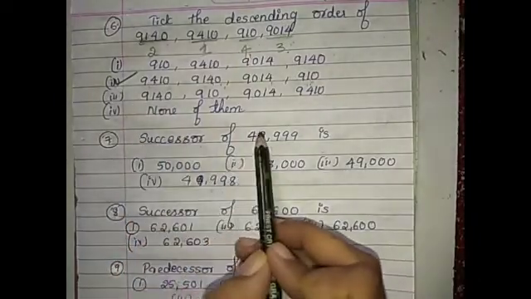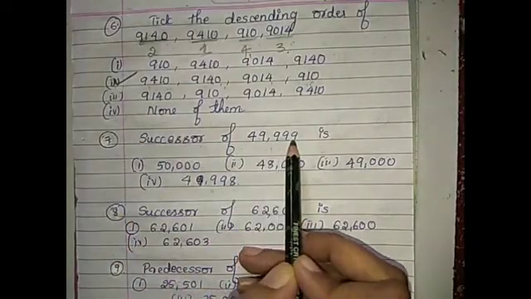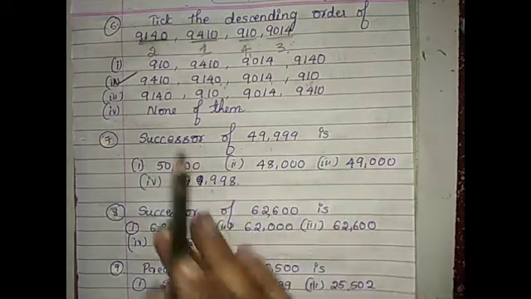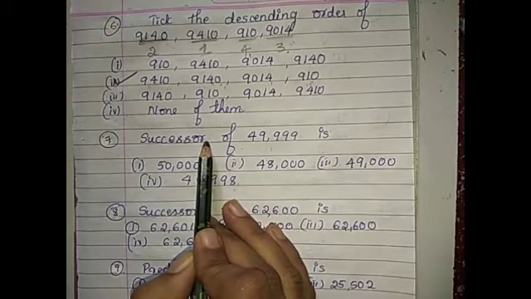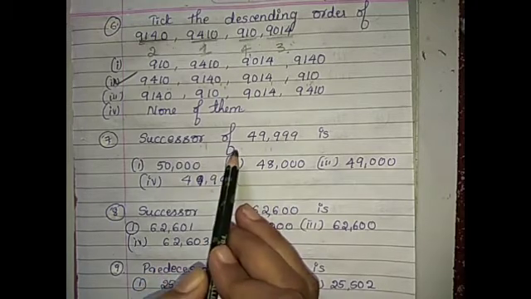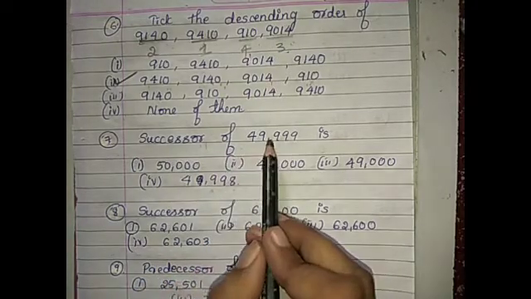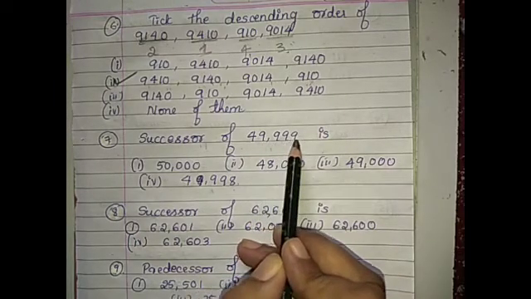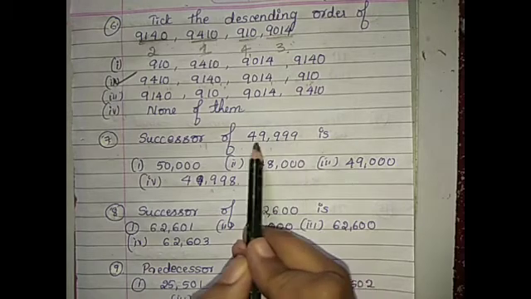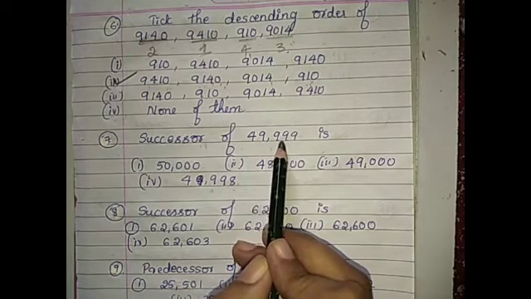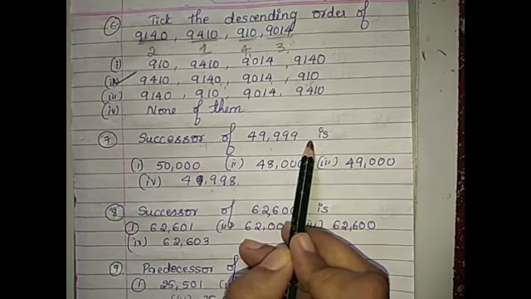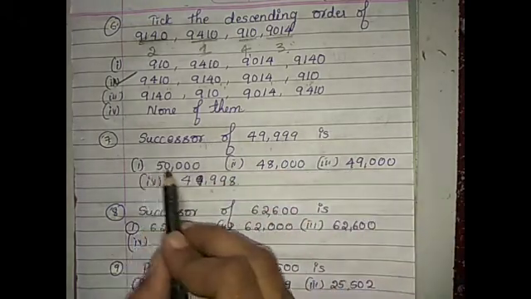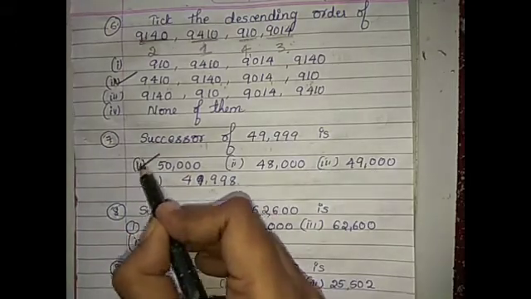Next, seventh one, successor of 49,999 is. Here 4 options are given. Successor means what? The number which is one more than the given number is called its successor. So your given number is 49,999. After 49,999, which number will come? 50,000 will come. So which option is correct here? The first option is correct. So we have to tick the first option.